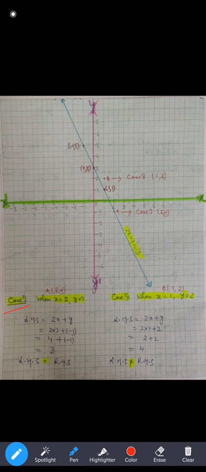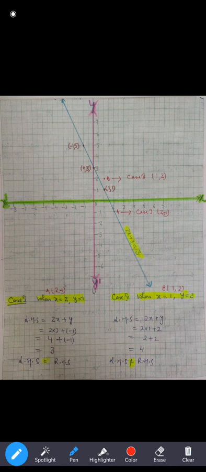In case 1, a point A, 2, minus 1, where x is equal to 2 and y is equal to minus 1. Now put these values in the equation 2x plus y. So 2 into 2 plus minus 1, 4 plus minus 1 is equal to 3. Now here left hand side is equal to right hand side. In case 2, ordered pair B, 1, 2, where x is equal to 1 and y is equal to 2. So 2 into 1 plus 2, 2 plus 2 is equal to 4. Now here left hand side is not equal to right hand side.